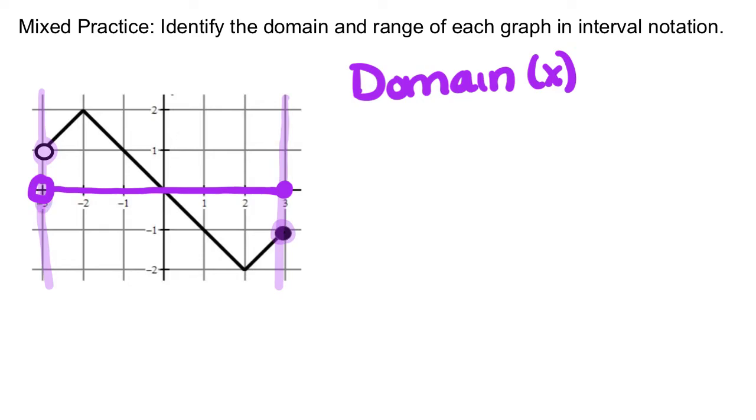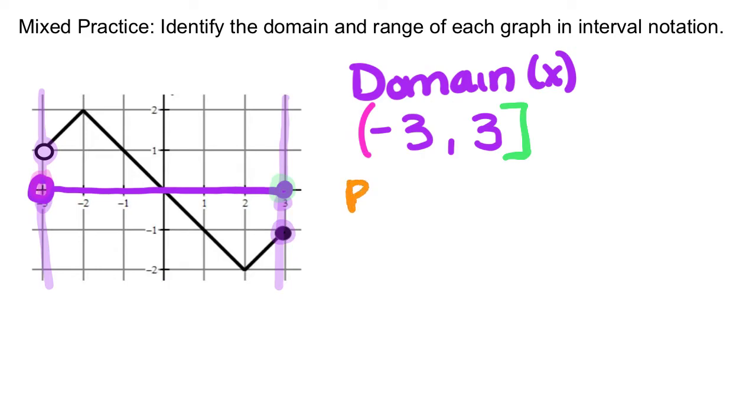So I have a -3 as the smallest, a +3 as the highest, and then for my bracket types, since I have an open circle at -3, so it doesn't include it, I would use a parentheses, and since I have a closed circle at 3, so it includes 3, I would use a bracket.